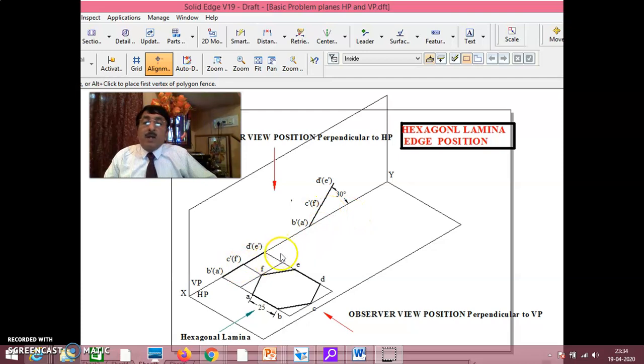That means you can't make a corner on HP in this position. For a hexagonal lamina, when they say edge on HP, you have to take this position only, with one of the edges perpendicular to the XY line. This is the concept. The hexagonal lamina edge position is this, not corner. It is the edge position.